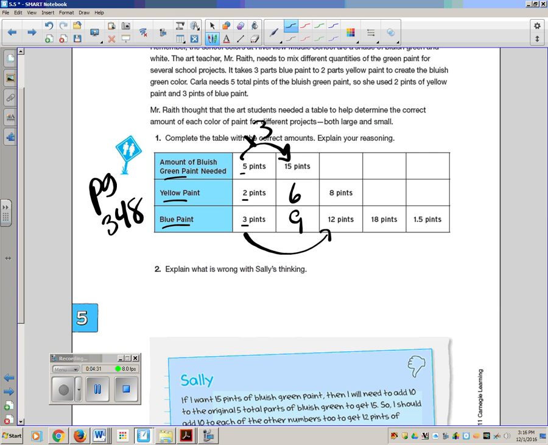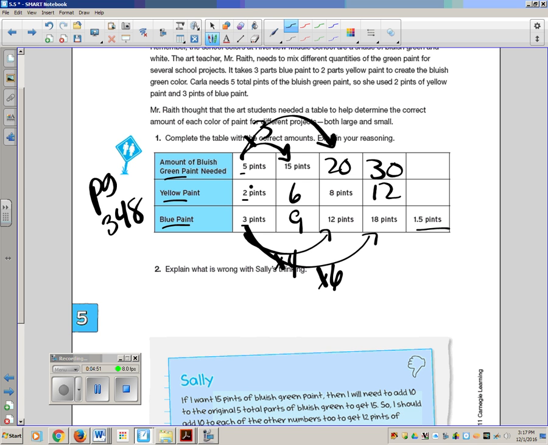3 goes to 12, multiplied by 4. So 5 times 4 would be 20. 3 goes to 18, I multiplied by 6. 6 times 2 is 12. 6 times 5 is 30.